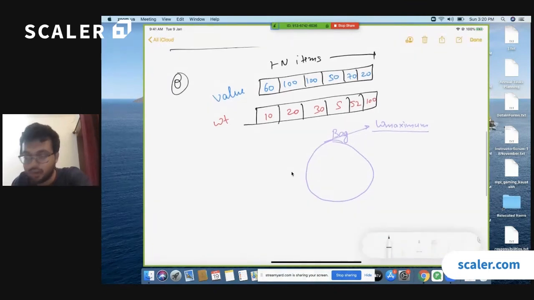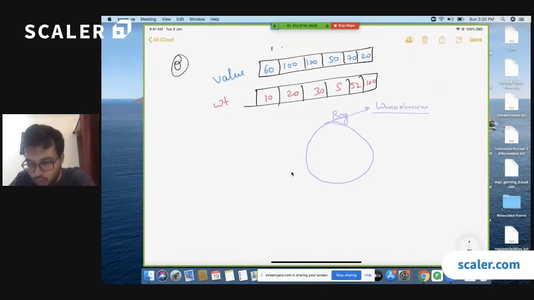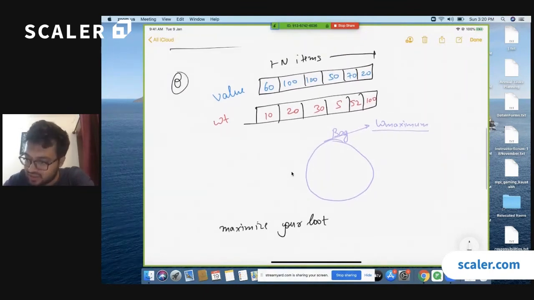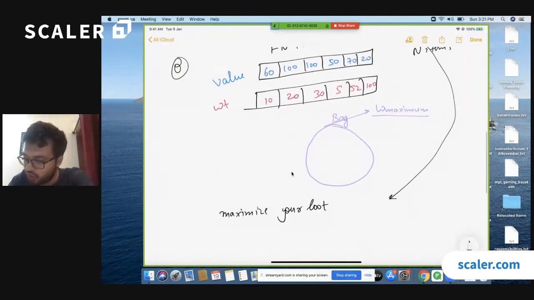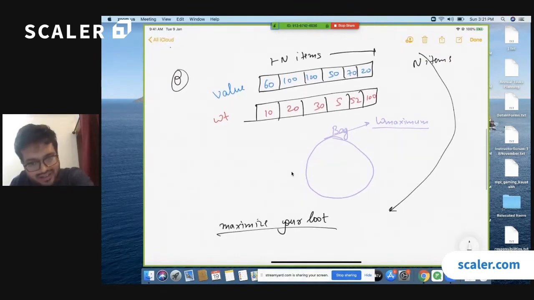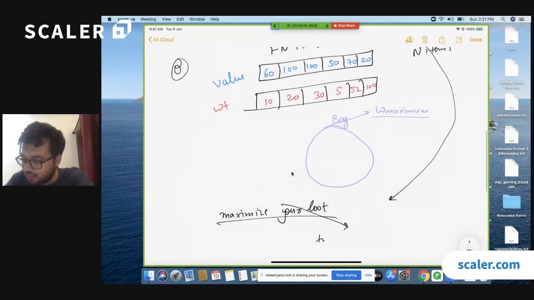The mathematical problem that we are trying to solve here is that, of course, you would want to maximize your loot. Does that make sense? Let's assume out of these items there are n items, and I stole some of those items. You would want to maximize your loot. What does it mean? You want to maximize the value of your loot, right?